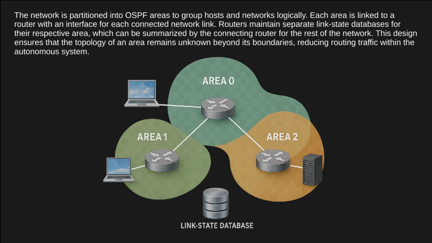The network is partitioned into OSPF areas to group hosts and networks logically. Each area is linked to a router with an interface for each connected network link. Routers maintain separate link state databases for their respective area, which can be summarized by the connecting router for the rest of the network. This design ensures that the topology of an area remains unknown beyond its boundaries, reducing routing traffic within the autonomous system.